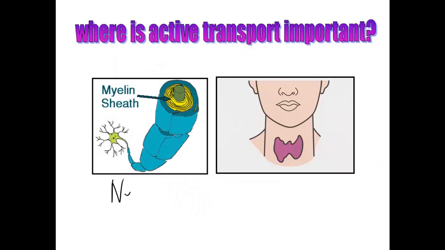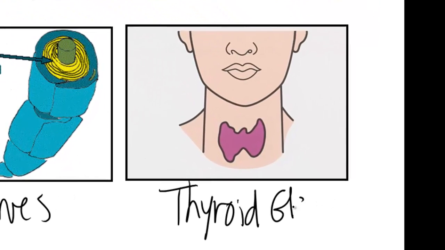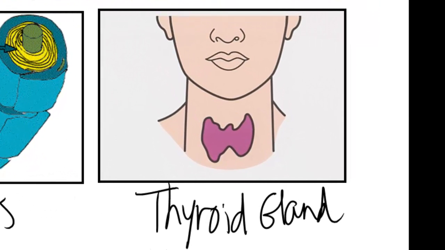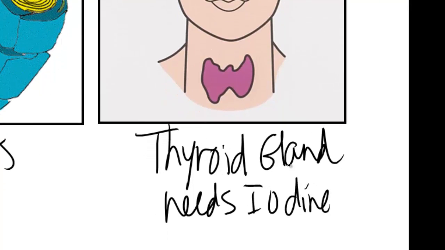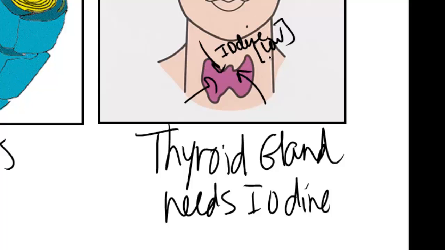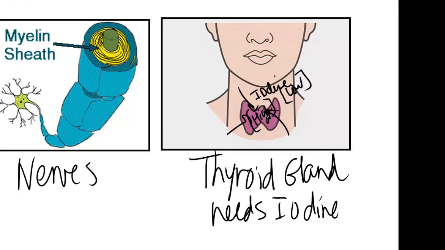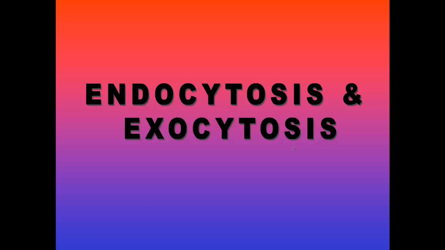So where is active transport important? Again, the nervous system. Also, though, a really good example of that is the thyroid gland, because the thyroid gland requires a lot of iodine. So even though there's tons of iodine in the thyroid gland already, and not very much in the blood, we're still constantly shoving as much iodine as we can into the thyroid gland. From a low concentration in the blood to a high concentration inside the thyroid gland. And that helps with our metabolism.